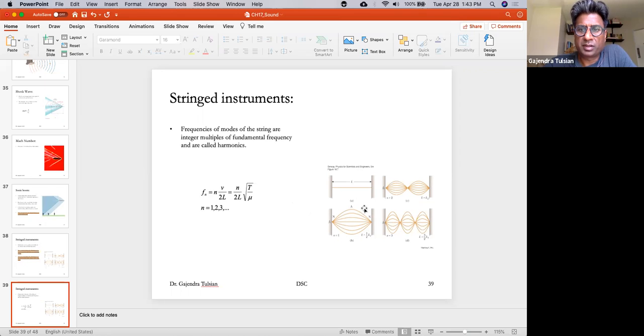Okay, n is the number of antinodes, so n is 1 for this, n is 2 there, n is 3. T is the tension in the string, mu is the mass per unit length of the string, and L is the length of the string.